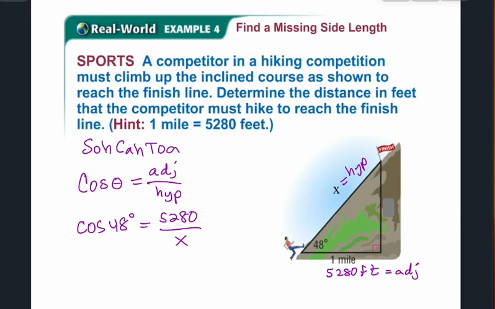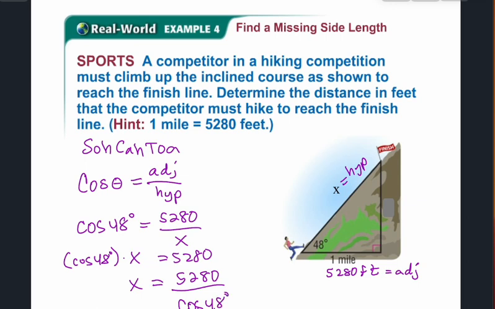Anything that is in our denominator needs to cross over. So in this case, we have an x in our denominator. So let's take that x, because that's division, on the opposite side of the equation it would be multiplication, and let's cross that over. So we know that the cosine of 48 degrees times x will be 5,280. So we know that x would be 5,280 divided by the cosine of 48. So that's what we want to enter into our calculator.